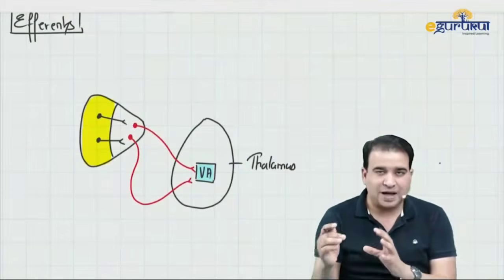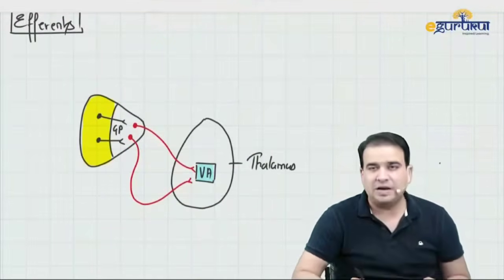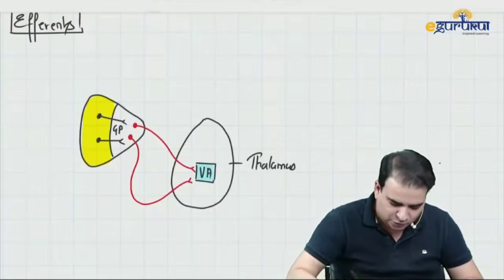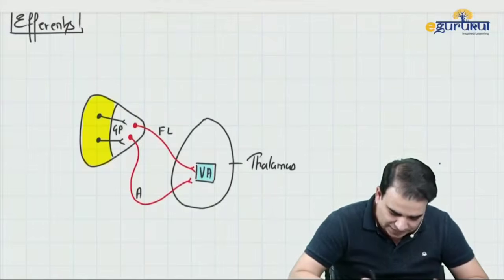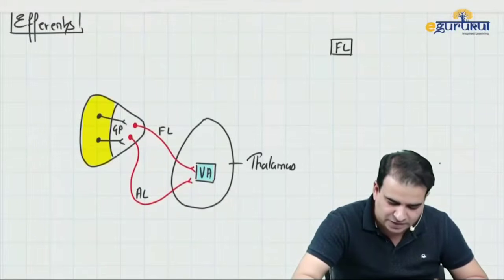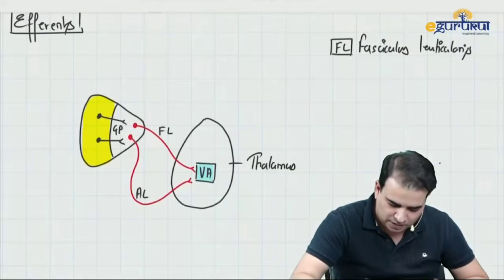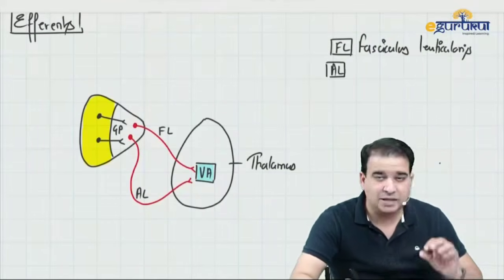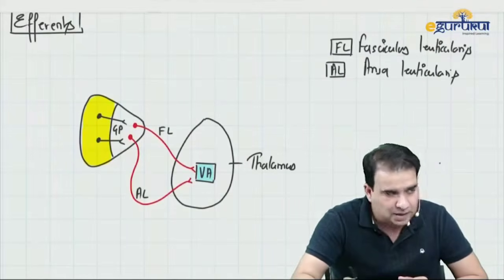So the two ways via which the fibers come from this globus pallidus part to the ventro-anterior nucleus of the thalamus are these two fibers. This one is called the fasciculus lenticularis, and this one, which makes a loop, is the ansa lenticularis. If I write it separately here, FL is for the fasciculus lenticularis, and AL, the one looping behind the posterior limb of the internal capsule, is called the ansa lenticularis.